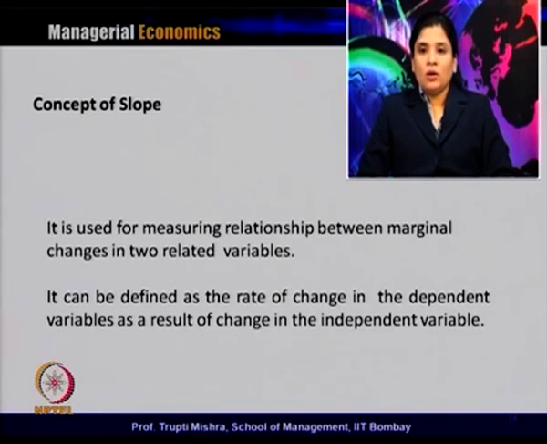Through marginal analysis we know how the dependent variable changes when there is a change in the independent variable. But through slope we can measure the exact nature of the relationship, whether they are positively related or negatively related, and we can also quantify the change, that is, what is the percentage change or what is the amount of change that has taken place in the dependent variable due to a change in the independent variable.